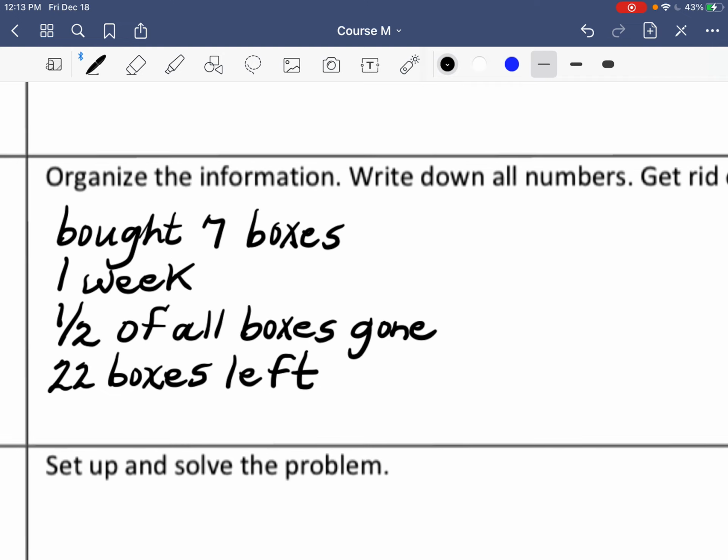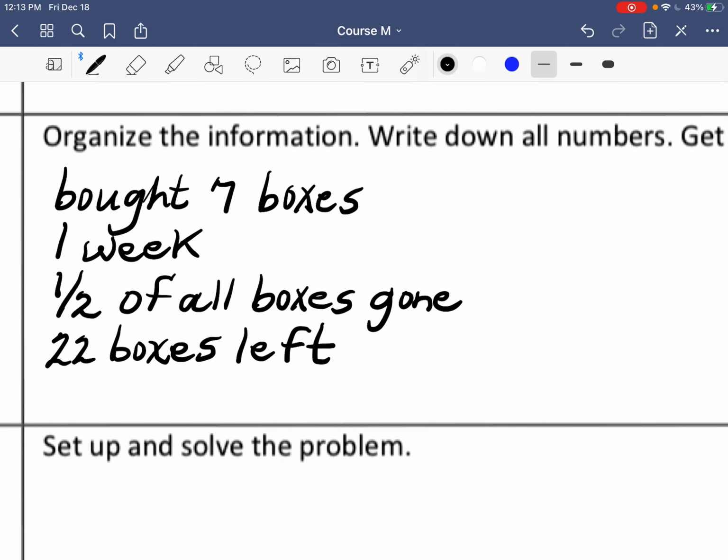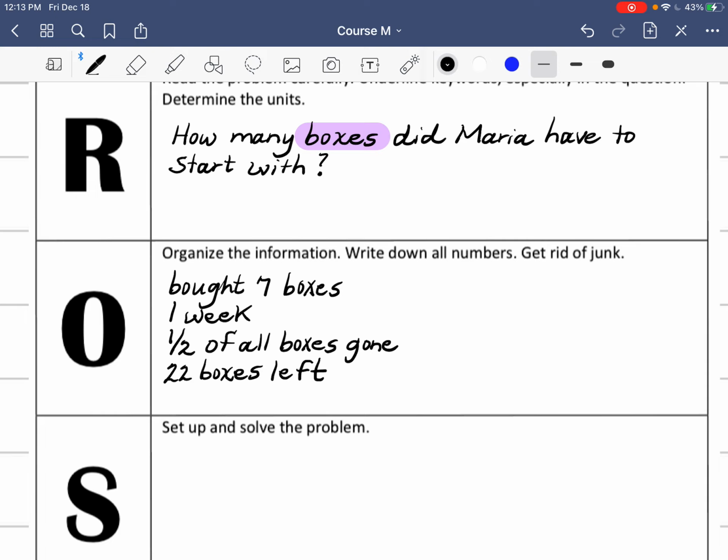Now, I want you to look at this information right here and tell me the piece that doesn't fit. Which one of those 4 numbers is the junk? Which one of them does not belong? It's the week. We don't care about how long it took. We are interested in boxes. So notice here, boxes, boxes, boxes, week. Week is extra information. So get rid of it. We're not going to use it. That's the junk.